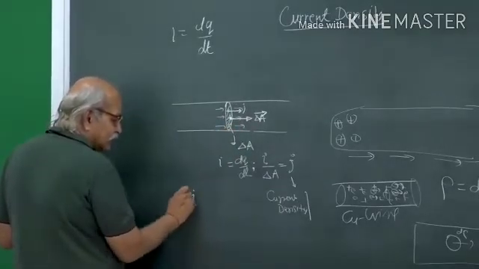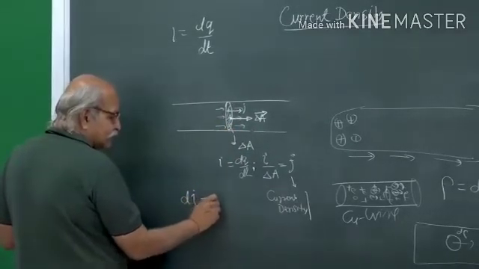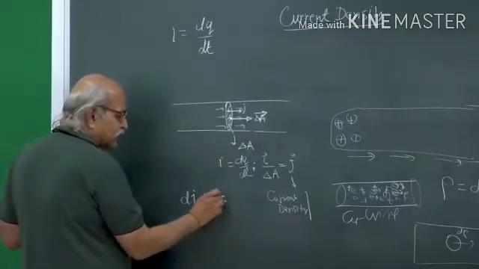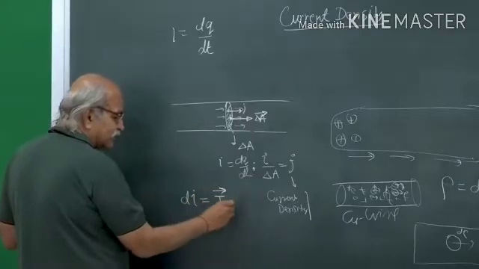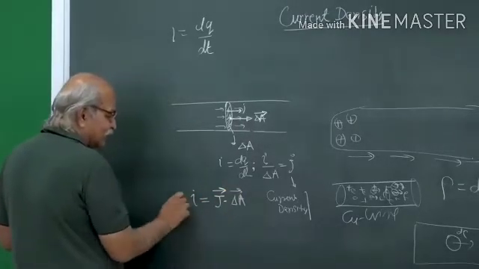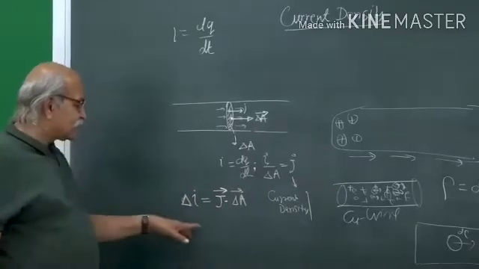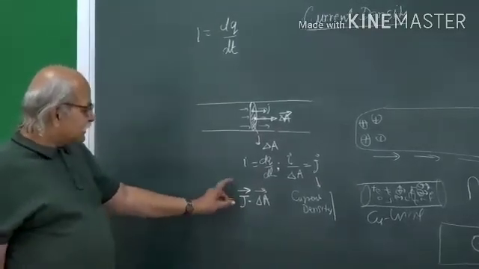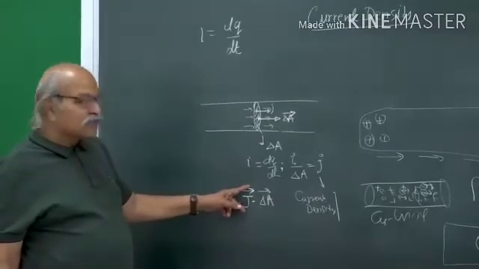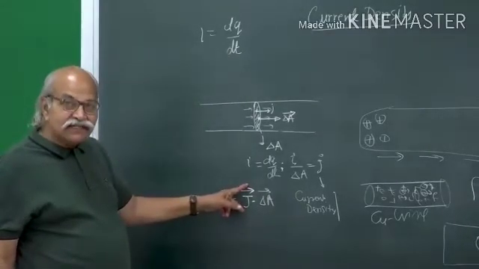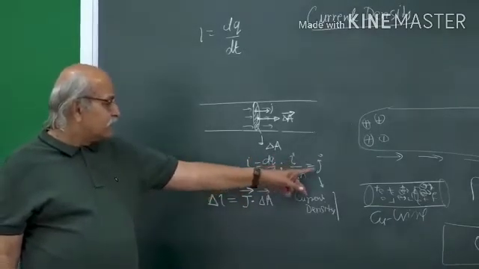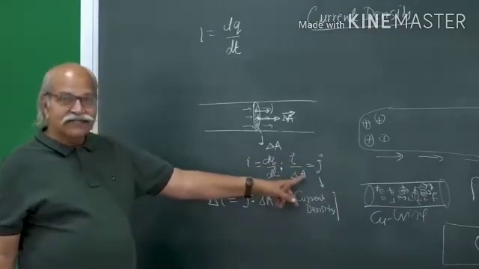So, if this is your current density, then you can write it as J. Current is this: capital J, vector, dot delta A, vector, delta I. What is this? I say that I am defining a current density. The magnitude of the current density is given by this equation. This is the current density J, I divided by delta A.